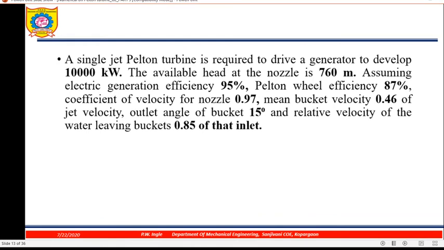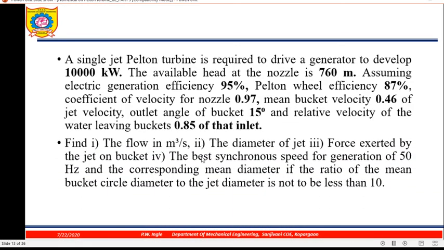Okay. Now next, a single jet Pelton turbine is required to drive a generator to develop 10,000 kilowatt power. Available head is 760 meter. Assuming electric generation efficiency is 95%. Pelton wheel efficiency is 87%. CV is given. And mean bucket velocity is 0.46 of jet velocity. Outlet angle is given. Relative velocity.